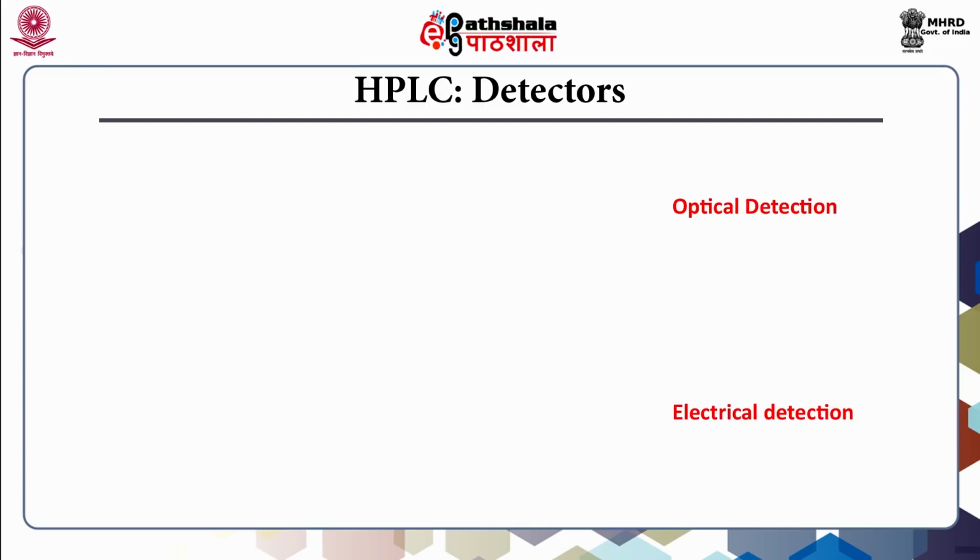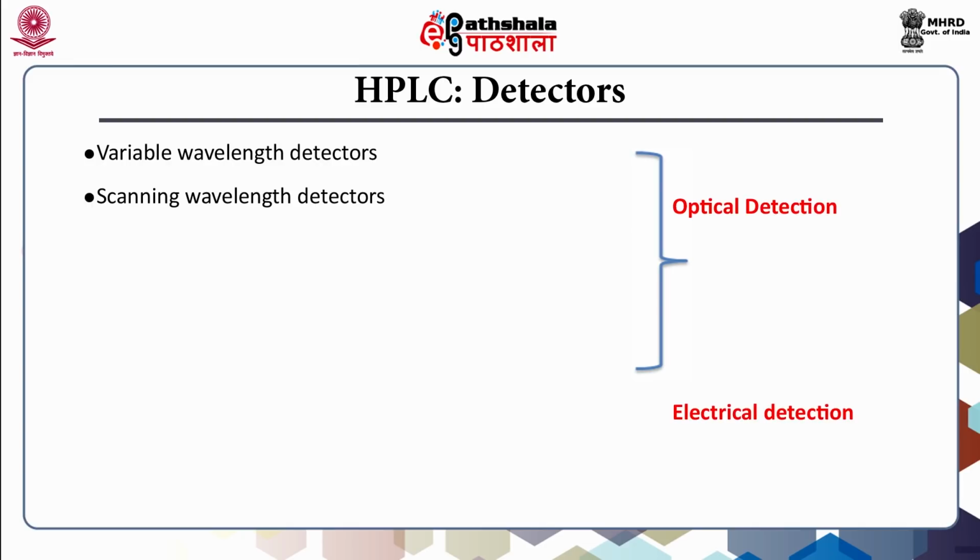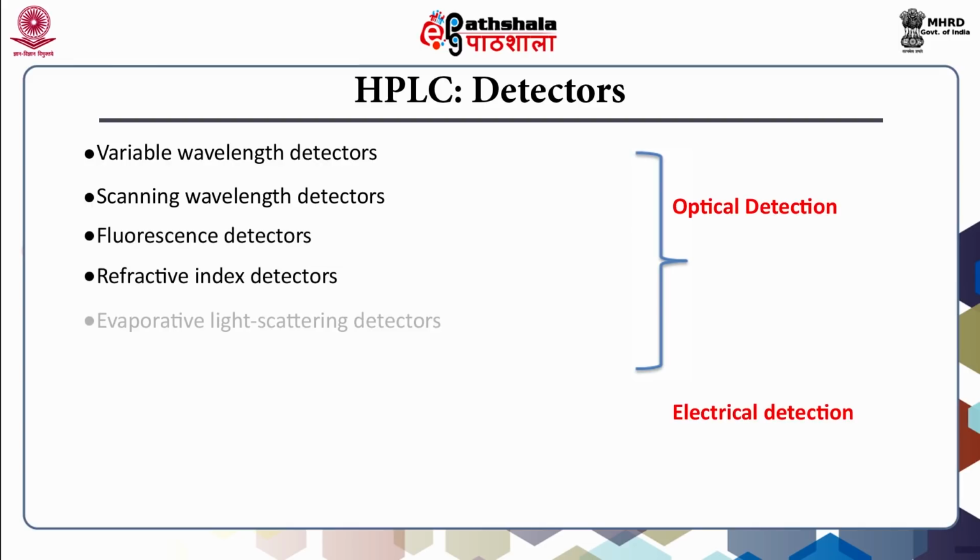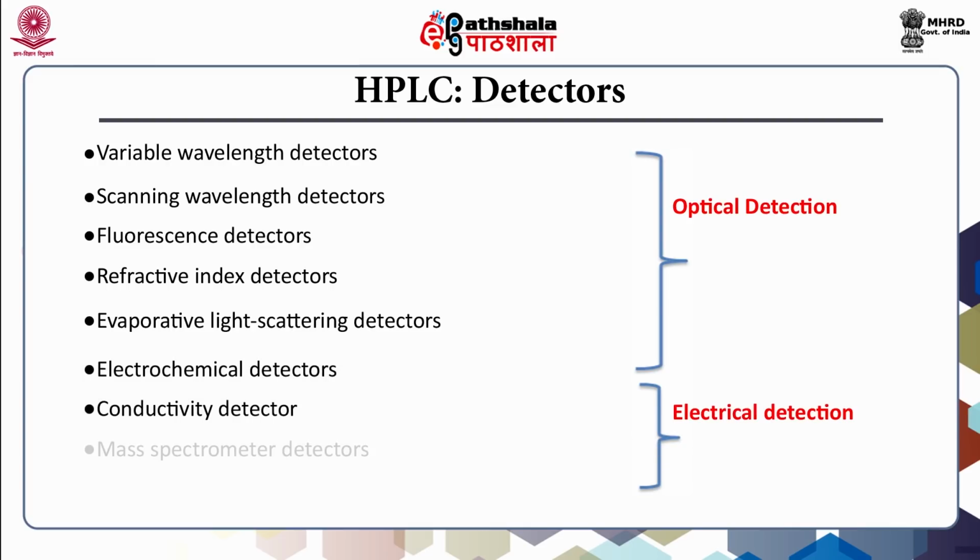In the optical category, the detectors are variable wavelength detectors, scanning wavelength detectors, fluorescence detectors, refractive index detectors, and evaporative light scattering detectors. But in the case of electrical detection, there are 3 kinds: the electrochemical detector, conductivity detector and mass spectrophotometer detector, and finally the NMR spectrophotometer detectors can also be used.